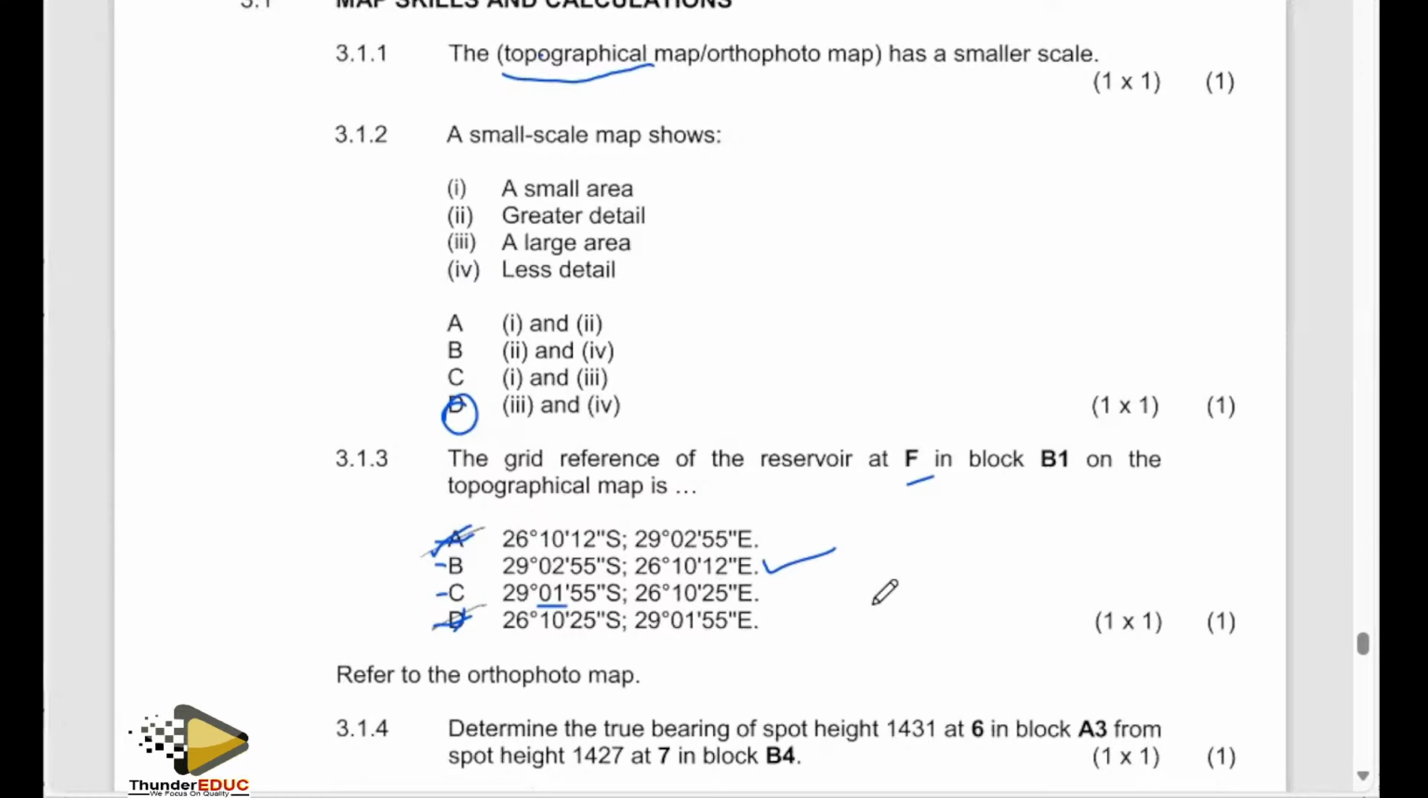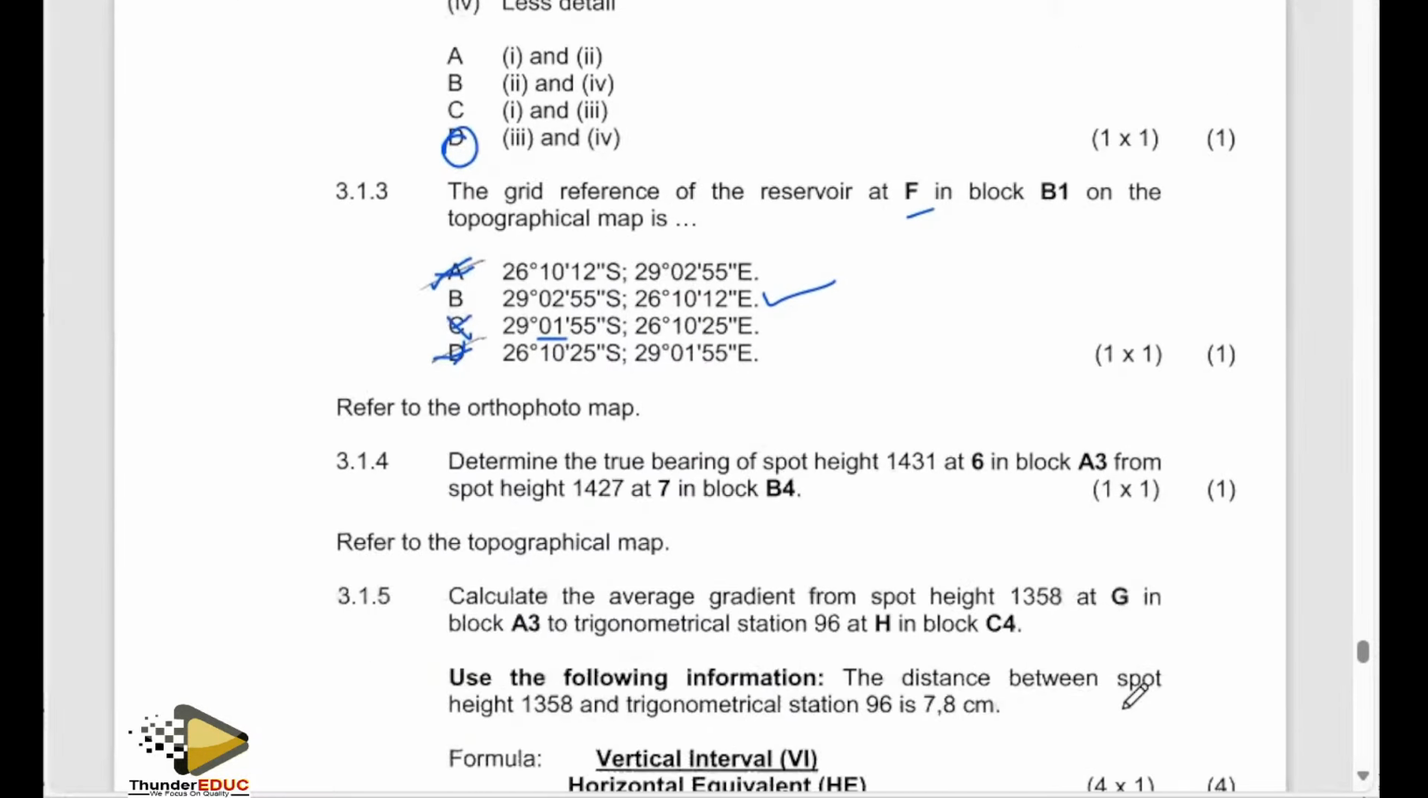But for this instance, the correct response is, sorry, it's not C, we are saying it's B, because B is the one which is correct. C has been phased out because of the wrong minute value for latitude. So the correct response for that one is B. Move on to the next question.